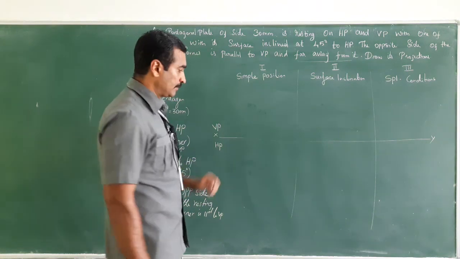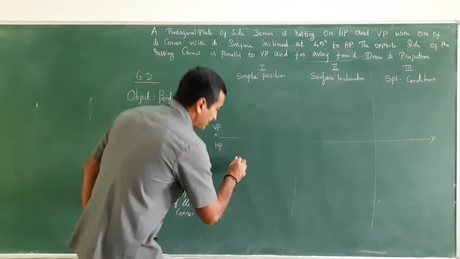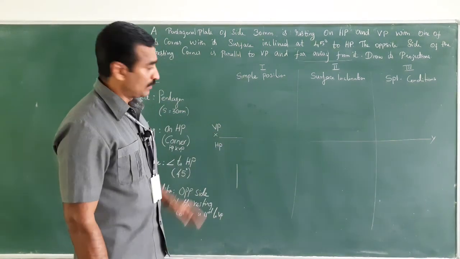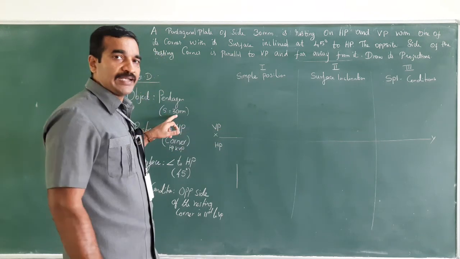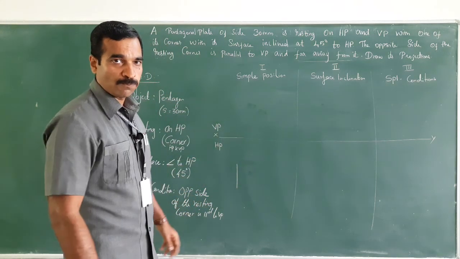So to start with, the corner should come on the right hand side. So in that case, draw a line perpendicular to XY. What is the size? 30 mm. Take 30 mm on your scale and draw a line.